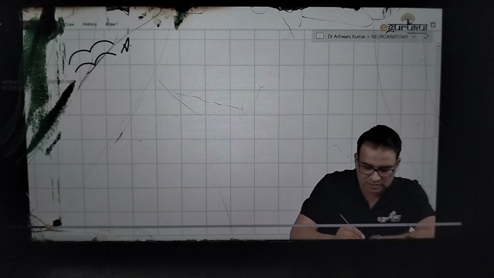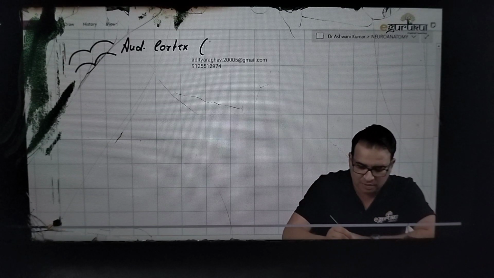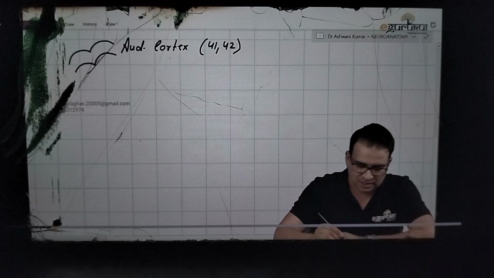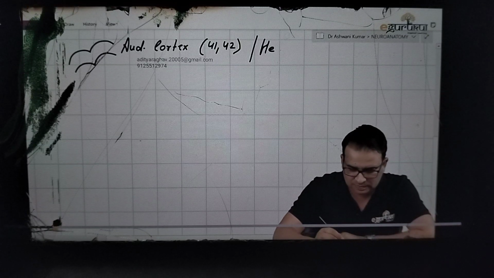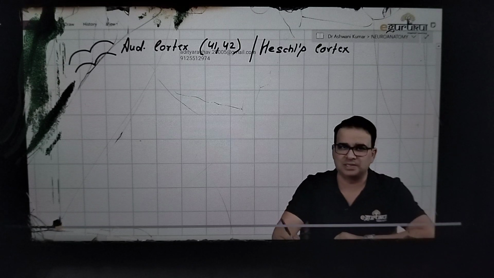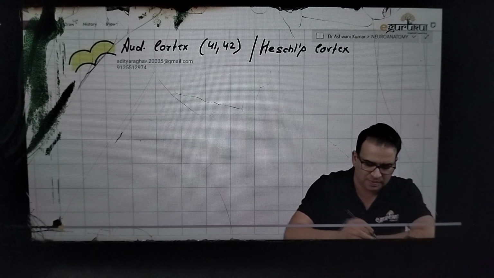or the primary auditory cortex, as you call it. This is the auditory cortex. Where is the auditory cortex located? It is present in the temporal lobe. That is area number 41 and 42. And this auditory cortex is also called Heschl's cortex. We'll see exactly where it is in the temporal lobe when we talk about the cerebrum.